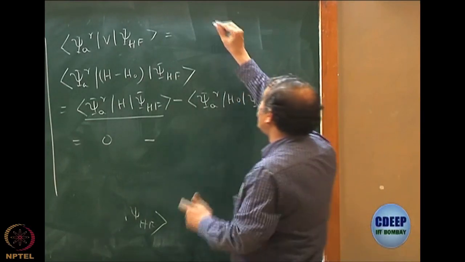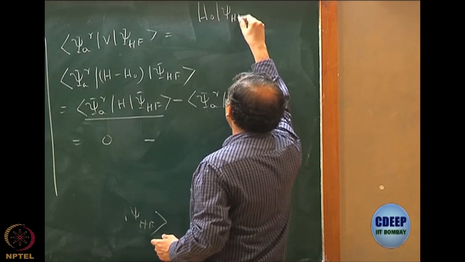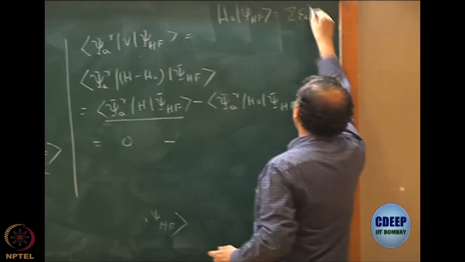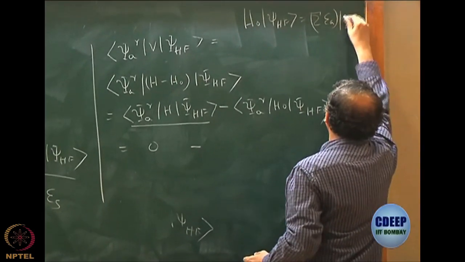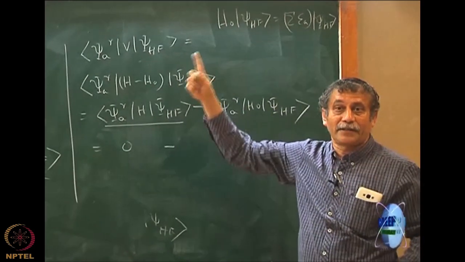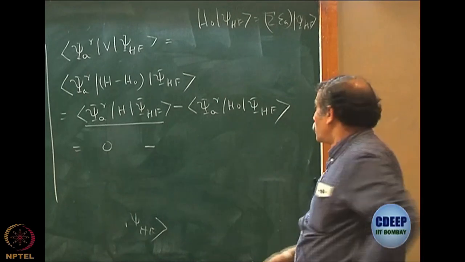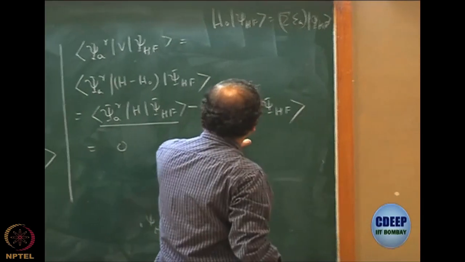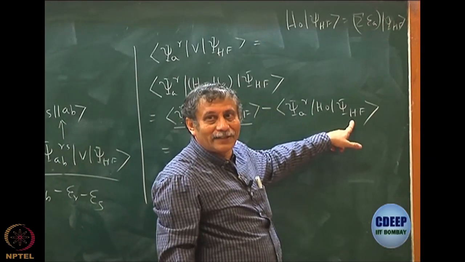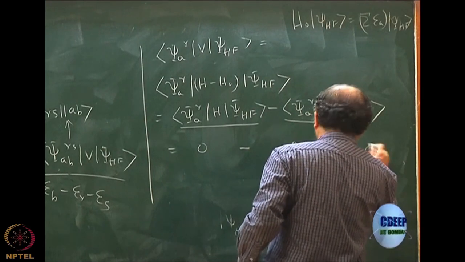Remember, what is my H naught? H naught is sum of Fock operator. So, H naught acting on psi Hartree-Fock is E naught 0, which was sum of the orbital energies times psi Hartree-Fock, correct? Many people by mistake will write E Hartree-Fock. So, I am again repeating, okay. It is E naught 0. So, whatever it is, it does not matter. The psi ARs are orthogonal to psi Hartree-Fock, right. So, this also becomes 0. So, it is 0.